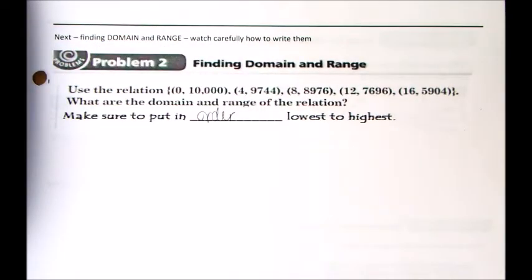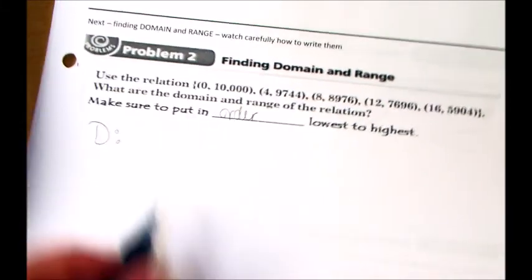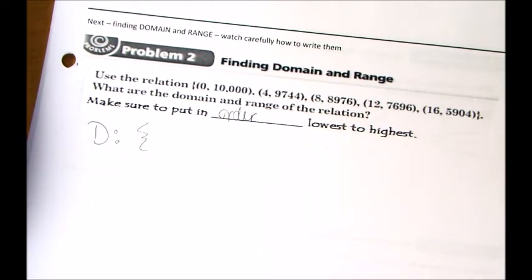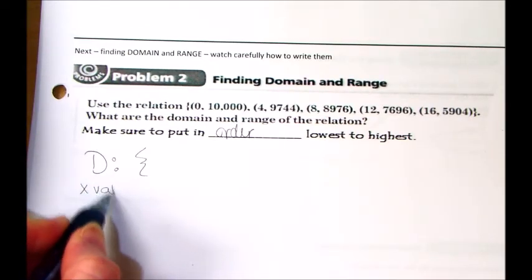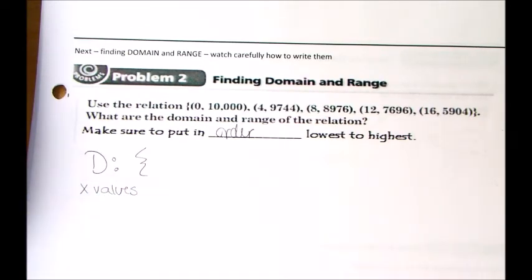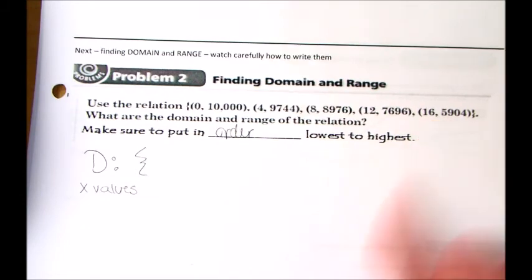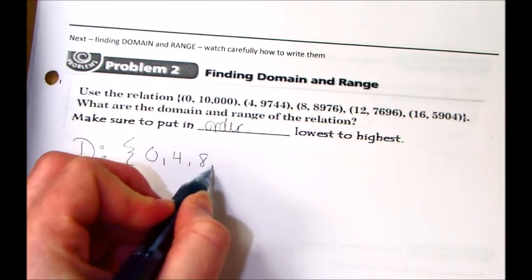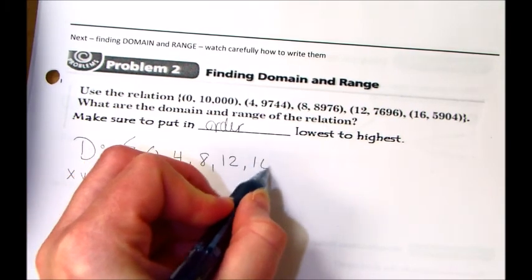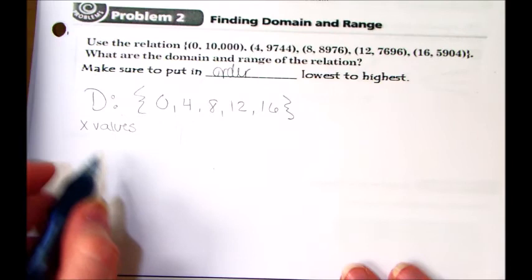Okay, so let's start with the domain. I'll just write a D with a colon and then a brace. So the domain are the x values, don't forget that. So we're going to put them in order least to greatest. So I have 0, 4, 8, 12, and 16. And they're already in order for us, which is really nice. And then we finish it with a brace. Now we'll do the same for the range.